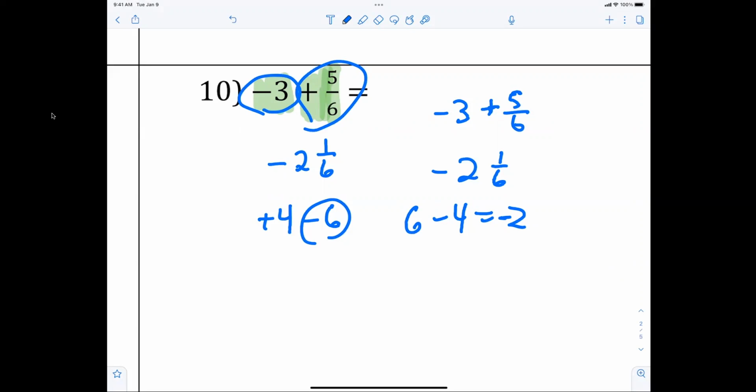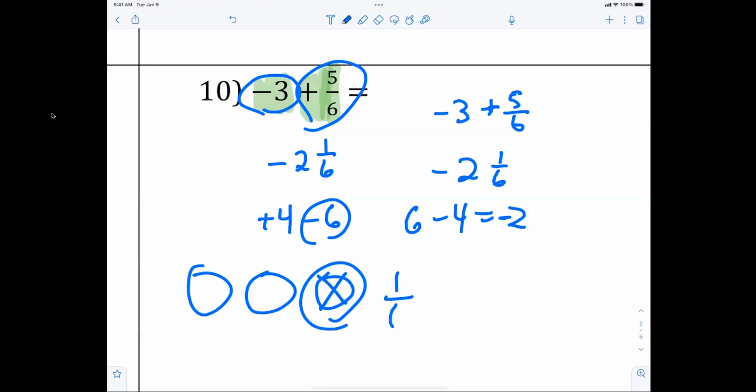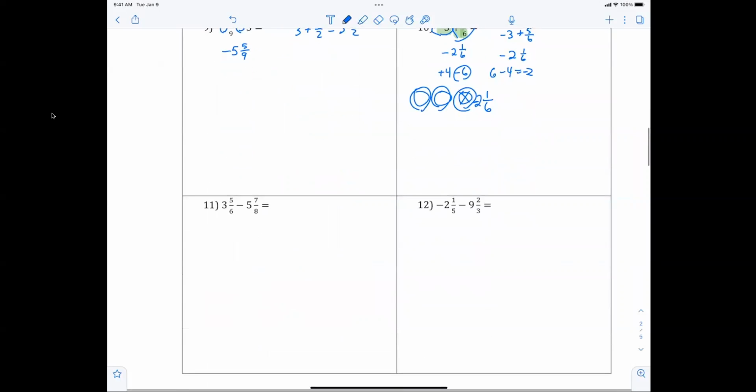So now if you have 3 pizzas and you eat 5/6 of one, how much of this pizza is left after you eat 5/6? 1 what? Right, and there's 2 wholes left. That's how we got 2 1/6. But the answer is what? -2 1/6, because 3 is bigger. All right? And again, I understand it. All right, here we go. Let's go. We got to move forward.